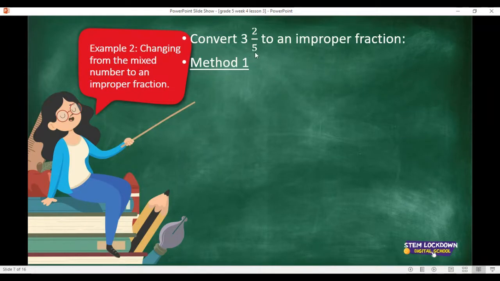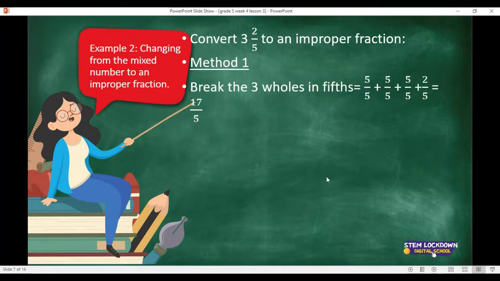So it means that one whole is 5/5. And how many 5/5 should we have? Because we have 3 wholes, it means that we must have 3 5/5s. So here we have it: 5/5, and then another 5/5, and then another 5/5. So 5/5 equals 1 whole.